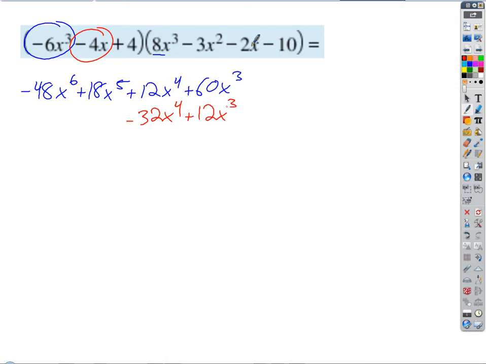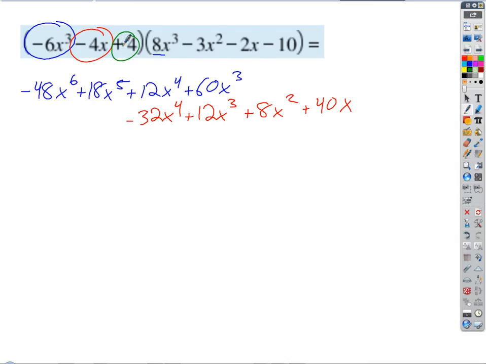And then we go to this one, x times x squared, negative 4 times negative 2, 8. And then finally, negative 4x times negative 10. Negative 40. Oh wait, never mind. Sorry. It's positive 40x, okay. And then last one, we'll distribute the 4 all the way through.